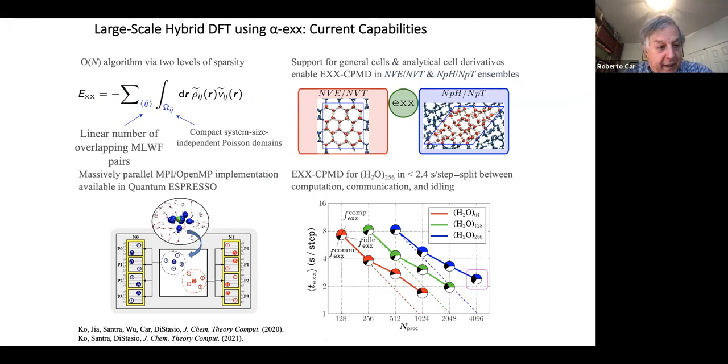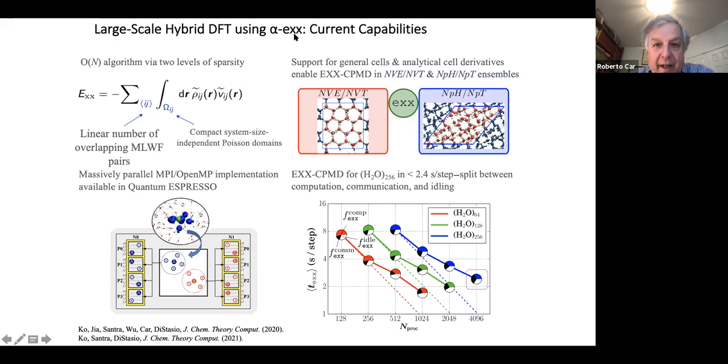Rob is a former postdoc at Princeton who is now a professor at Cornell University, and Xinyu was a former student at Princeton who is now a postdoc working with Rob, and Biswajit Santra was also a former student at Princeton. So they have developed, within Quantum ESPRESSO, a linear scaling technique to compute the exact exchange. And this linear scaling technique is based on using a representation of the wave function based on maximally localized Wannier functions. The code is available.